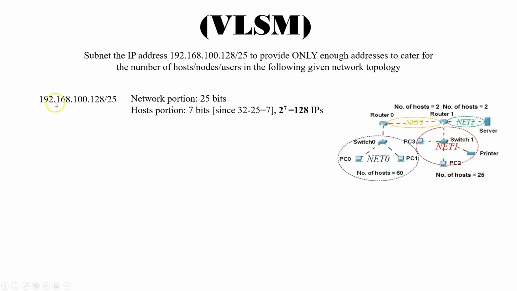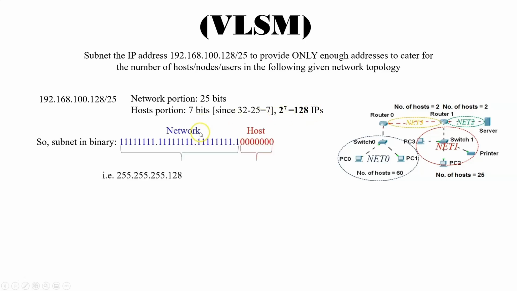This is the already given network. In this subnet, how many machines are there? 128. Why? Because 7 bits are reserved for the host, so 2 to the power 7 is 128. So 128 minus 2, 126 usable IP addresses. If I want to create a subnet, what do I have to do? I have to borrow bits from the host portion of the network.